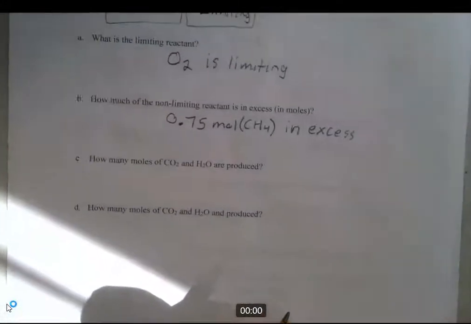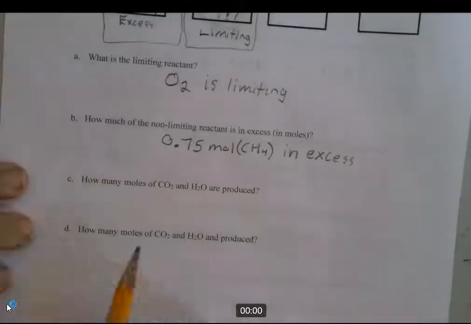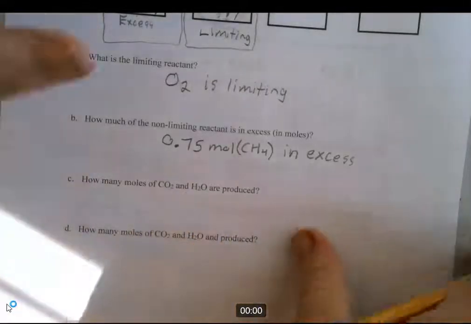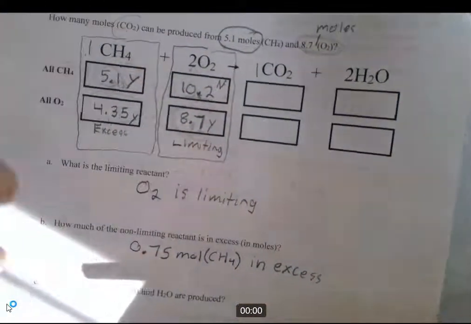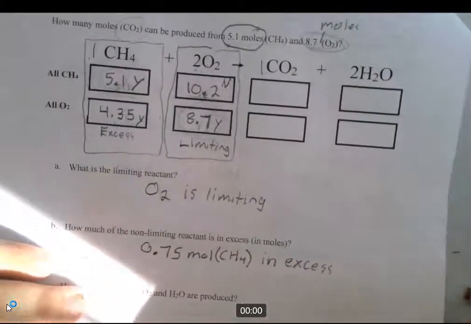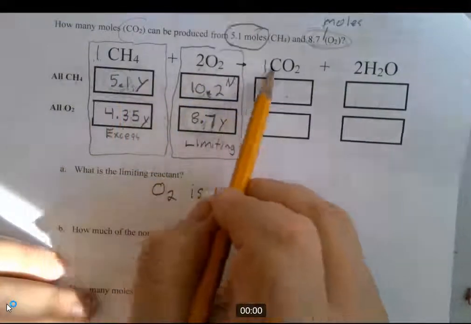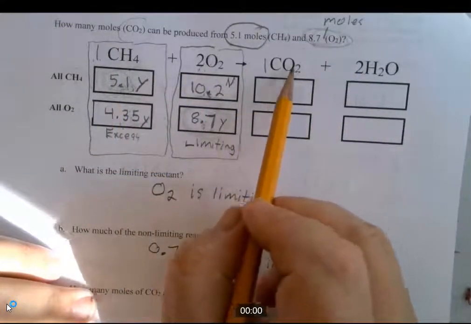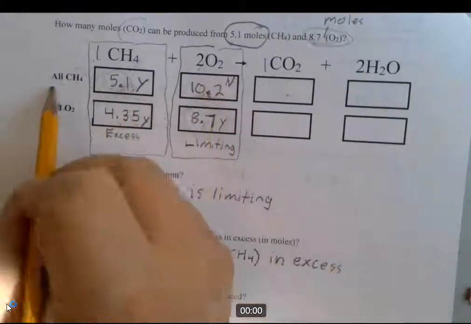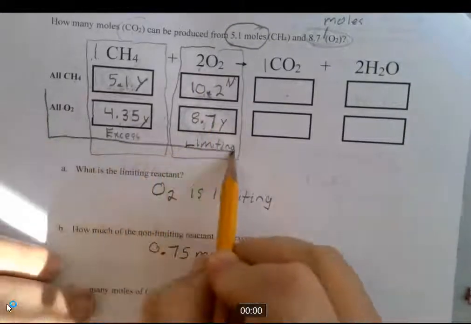Okay, next up is how many moles of CO2 and H2O are produced. So this is pretty easy. How many moles of CO2? Well, look at our balanced equation. 1, 2, 1, 2. So if this reaction, let's identify the reaction it's going to burn. It's this one, the one that's going to, I should read.